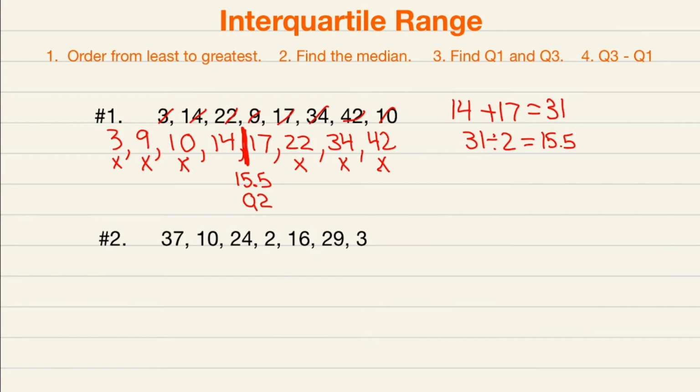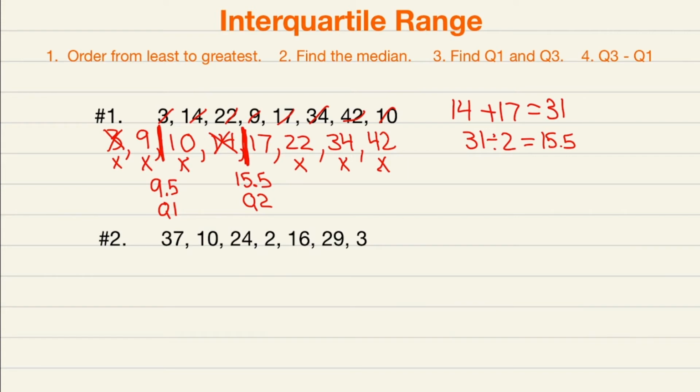So now that we found our Q2, we're going to find the median once again of our lower half of numbers. So 3, 9, 10, and 14. So let's cross out our smallest value, followed by our largest value. And again, we run into the same scenario. 2 numbers left, so we want to add them together. 9 plus 10 is 19, and then 19 divided by 2 is going to give us 9.5. And this one is known as quartile 1, our lower half of numbers, our Q1.